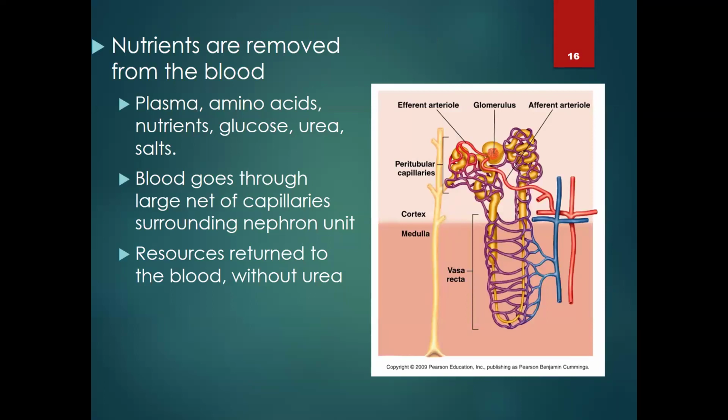I like showing the pictures of these just so that everybody has an idea of what things look like here. In this one, it's a little bit reversed. The glomerulus is here and the Bowman's capsule is here. And here's the proximal convoluted tubule. Here's the descending loop of Henle and ascending loop of Henle, and then the distal convoluted tubule going to the collecting duct. So basically, in this glomerulus, in the Bowman's capsule, we have all that plasma, amino acids, various nutrients, glucose, urea, salts, all that stuff that is pushed through to the proximal convoluted tubule.